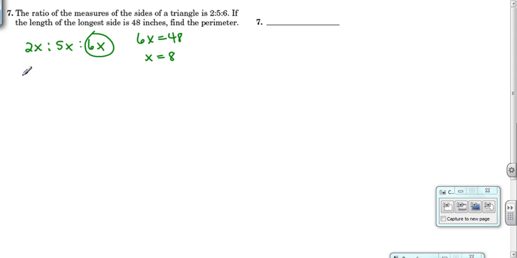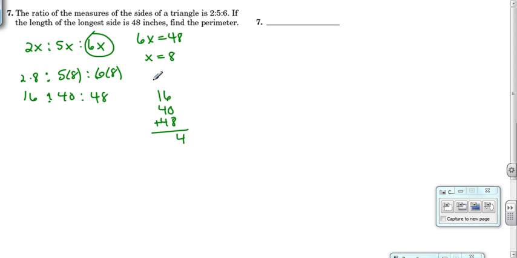So if I did 2 times 8, that's 16. And then 5 times 8, that's 40. And then 6 times 8, that's 48. So now I know the three sides of the triangle are 16, 40, and 48. So if I add all those up, I get 104 inches.